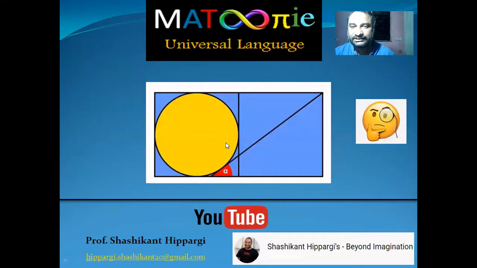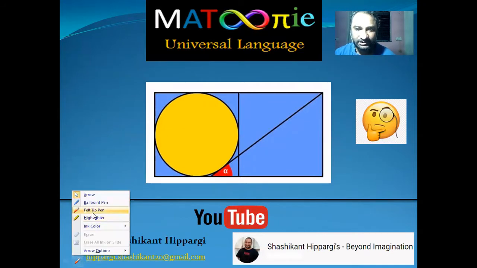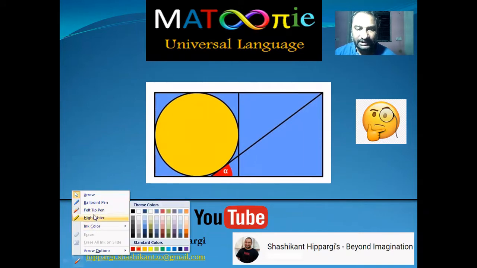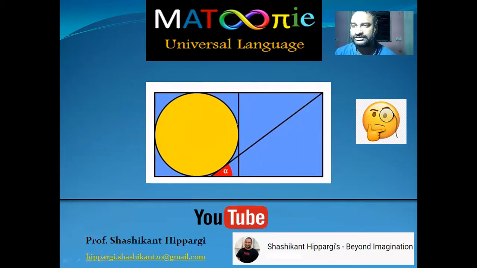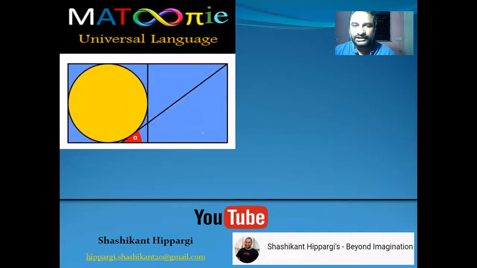In the last video, I gave a question related to finding the angle alpha of this diagram, and most of you have asked for the solution, so that's why I'm making this video and providing you the solution. So if you look at this diagram, here we can consider this as the center.